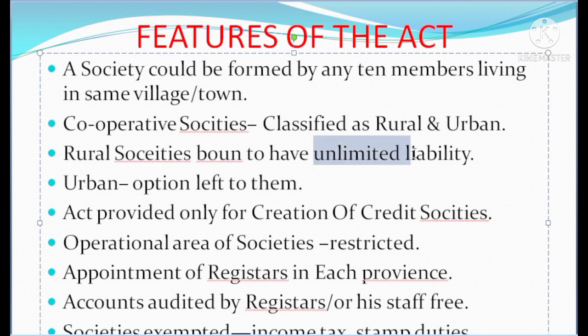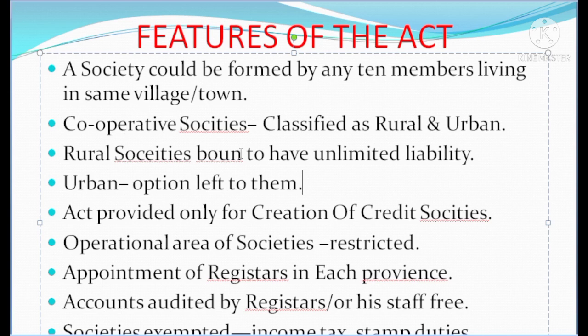Now, what is this unlimited liability? It's a concept of probably economics or accountancy, unlimited liability and limited liability. You only remember one thing, that in unlimited liability, if a person invests rupees 50,000 in a business, if there is a huge loss, he has to pay as per the huge loss, not as per his investment. While in a limited liability, if a person invests 50,000 rupees, whatsoever be the loss, he will only lose 50,000. Whereas in unlimited liability, he can lose more than that. Urban option left to them.